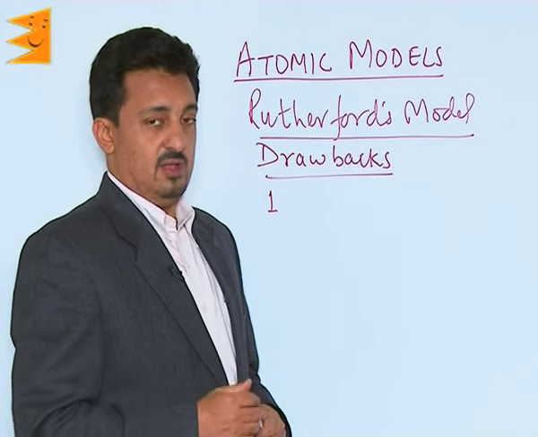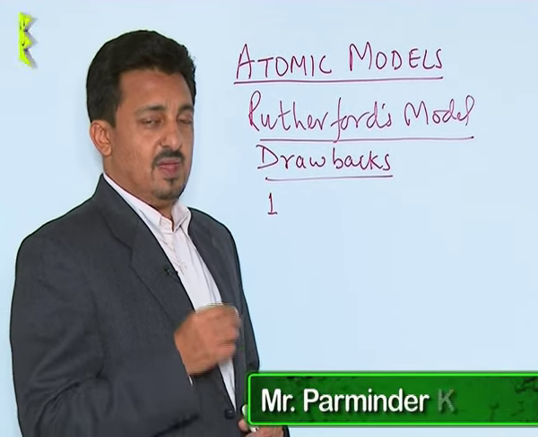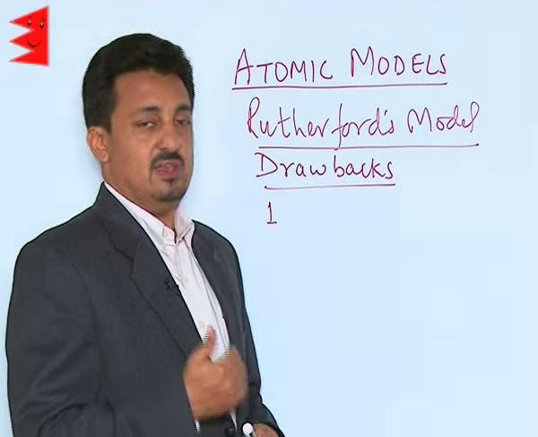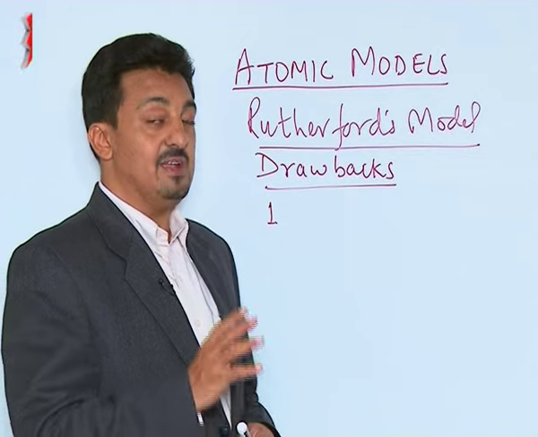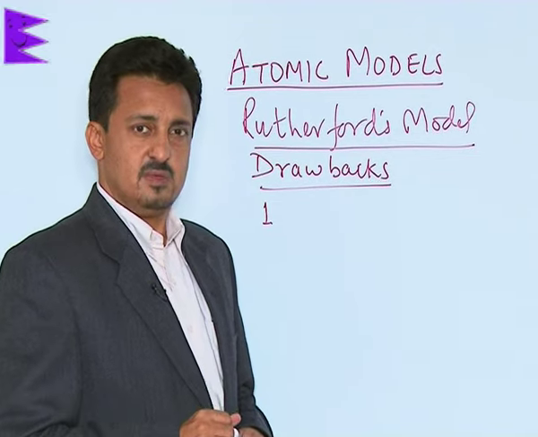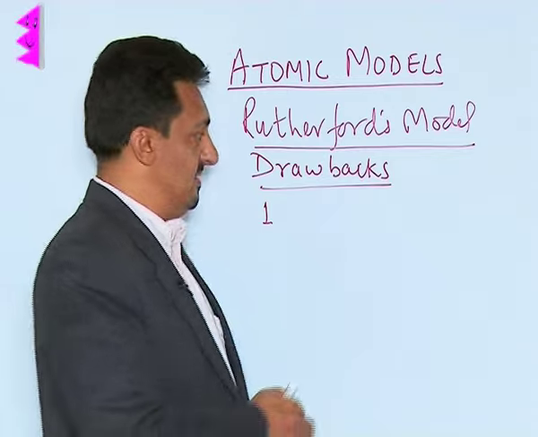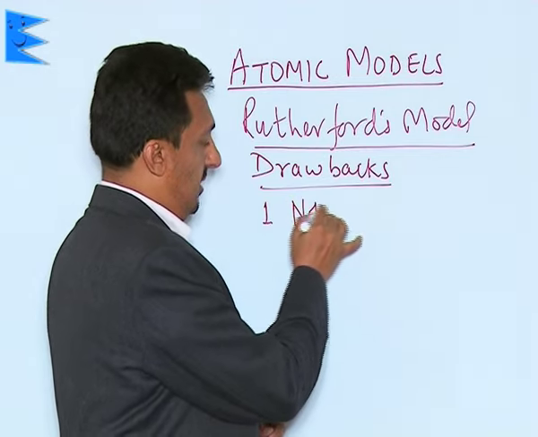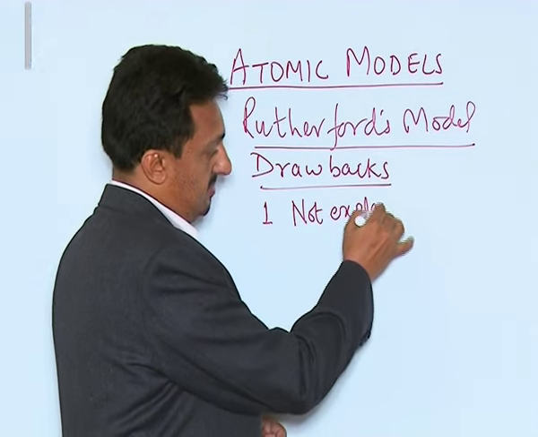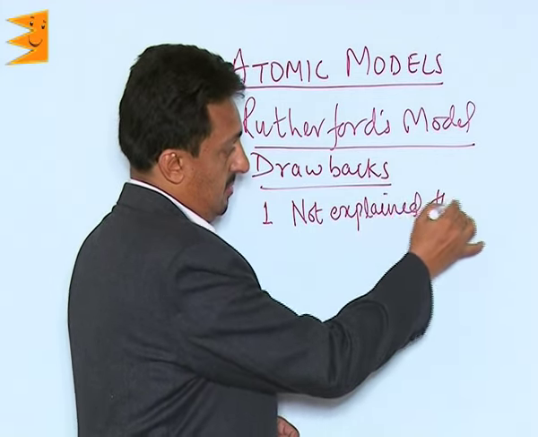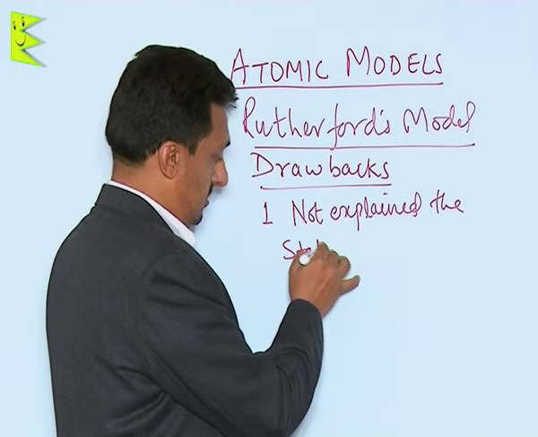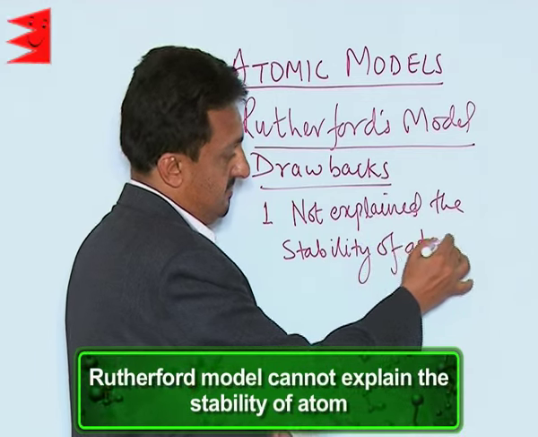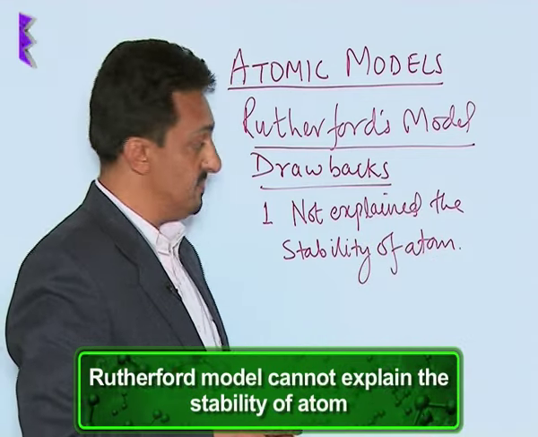Drawbacks of Rutherford model of atom. The biggest and the most important drawback of the Rutherford model was that it was not able to describe the stability of the electron in the atom, or it was not able to explain the stability of the atom. So this model did not explain the stability of atom. How? Let us see this.